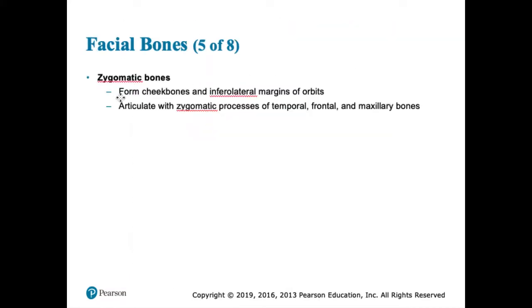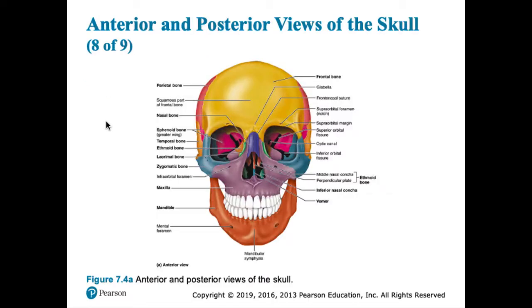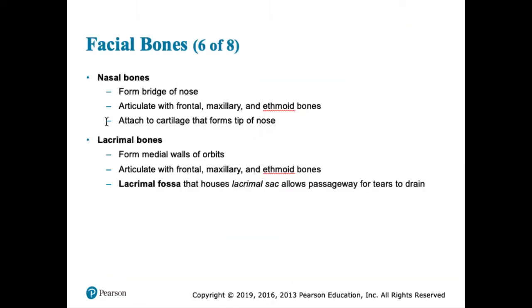And again, we've seen those. Other facial bones: the zygomatic bones form the cheekbones and the inferolateral margins of the orbits. They articulate with the zygomatic processes of the temporal, frontal, and maxillary bones. The nasal bones form the bridge of the nose, and they articulate with the frontal, maxillary, and ethmoid bones, and they attach to cartilage that forms the tip of the nose.